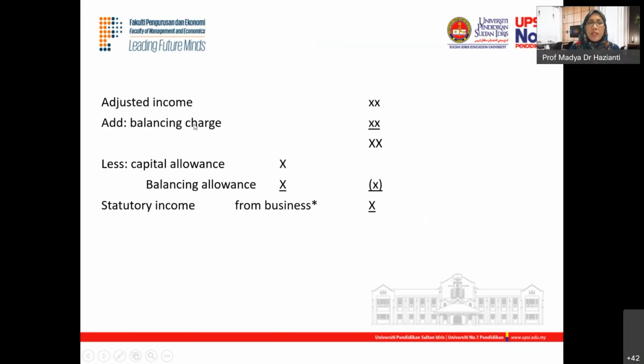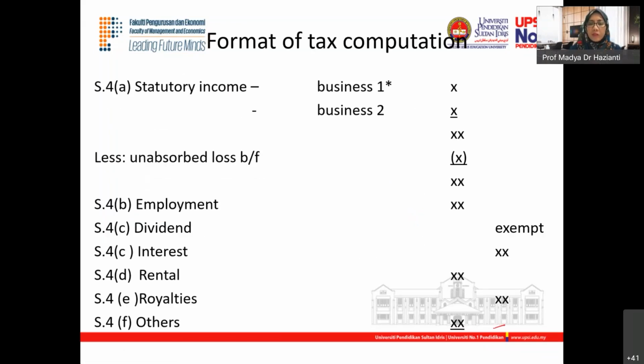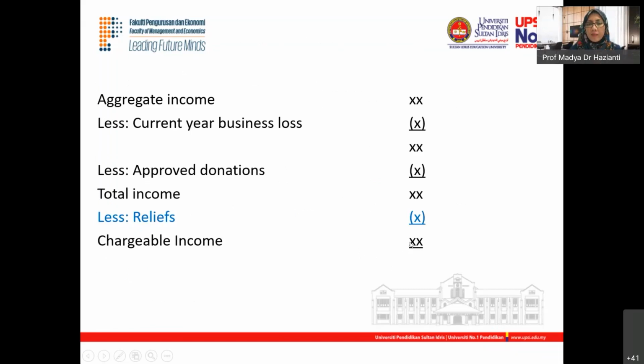So kalau ada adjusted income dia, so this is the format untuk dapat statutory income from business, this one. So kita punya computation akan stop kat sini, habis kat sini. Kita dah tengok last week kita buat, kita kira tax kan for individual. So here yang saya letak asterisk ni, this is how you compute business income.